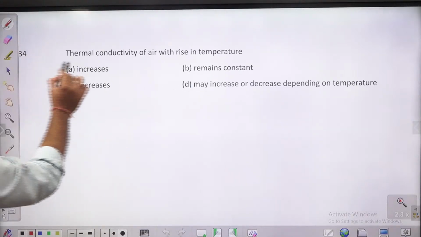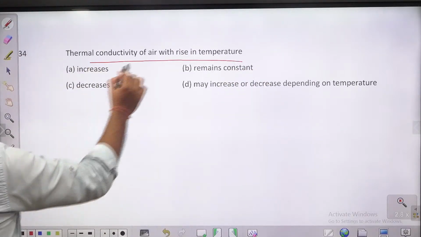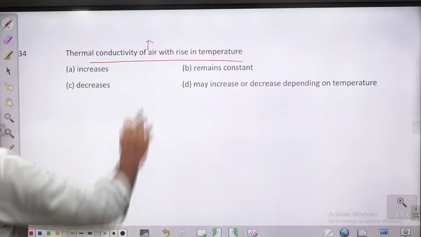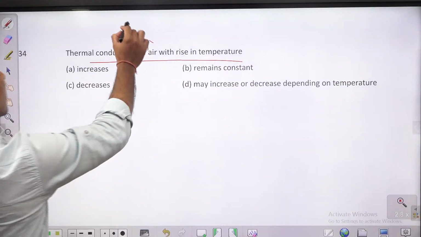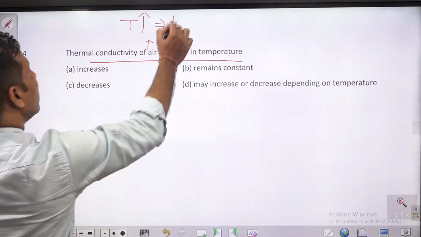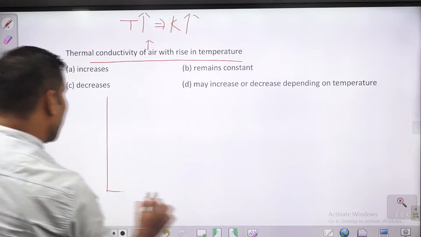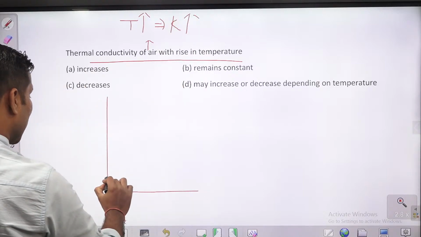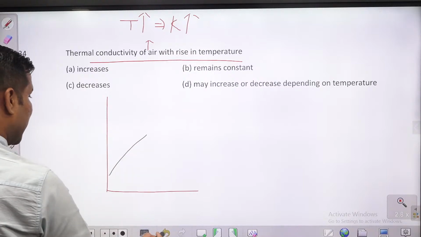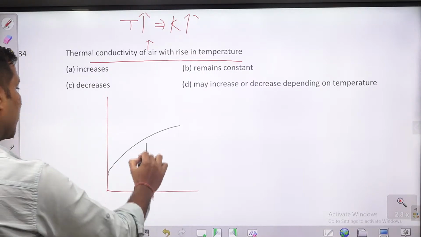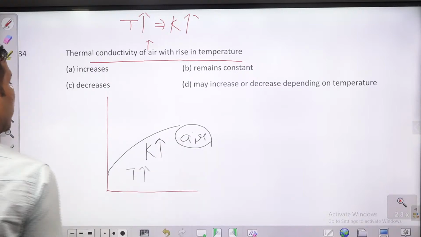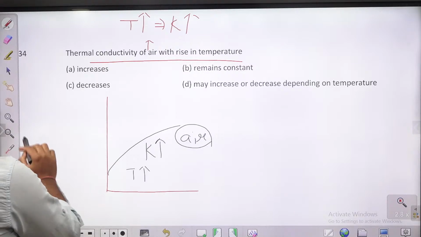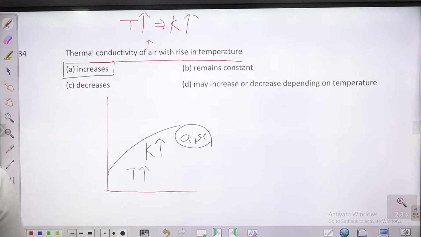Thermal conductivity of air with rise in temperature. Guys, conductivity of air is due to what? Molecular collision. As the temperature of air increases, molecular collision increases and kinetic energy increases. The more the kinetic energy, the more the number of collisions, and the more the conductivity. So as temperature increases for air, its conductivity also increases. The conductivity of gases increases with the increase in temperature. For air and gases, conductivity increases. So what will the answer be for this question? The right answer is increases. Option A is the right answer.